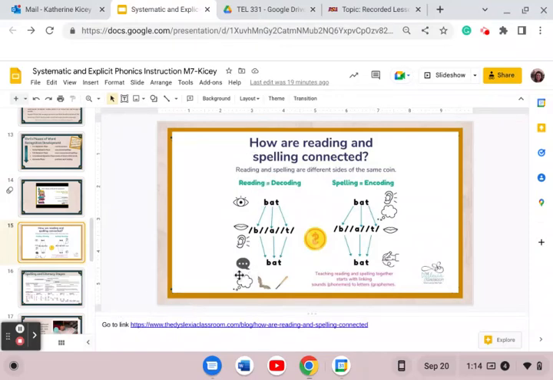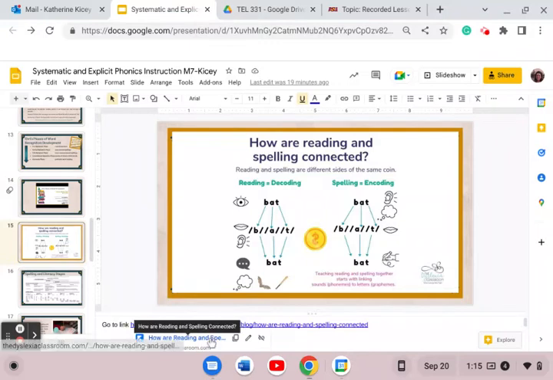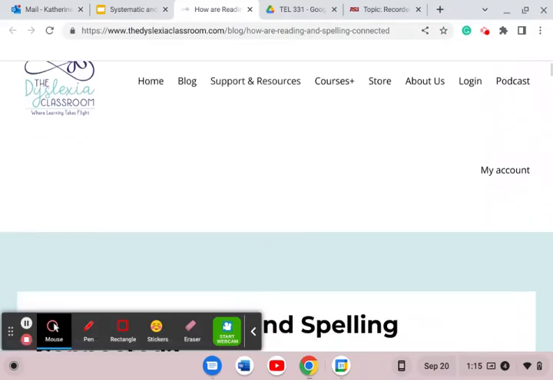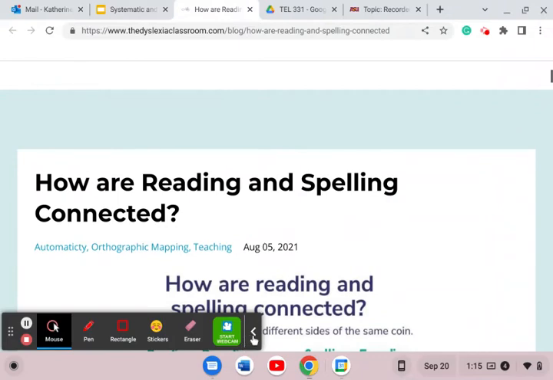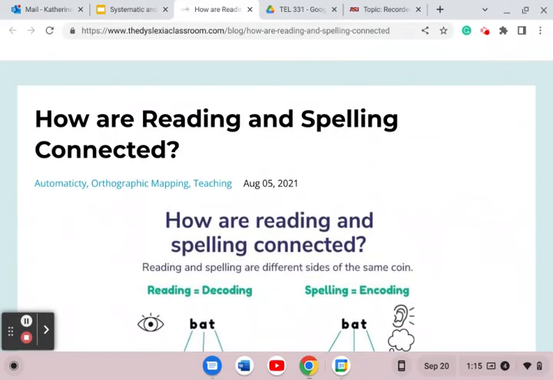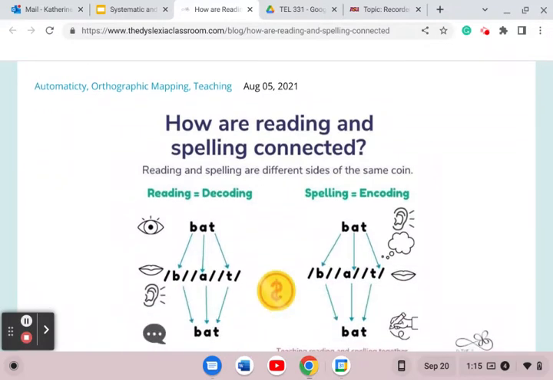And then I have some graphics here. If you go down to the notes, you can see that there is a link. So I'd like you to head to the link. This is an awesome link to save. I think this is a very great website. I like this because it's how reading and spelling are connected, which we have talked a lot about.